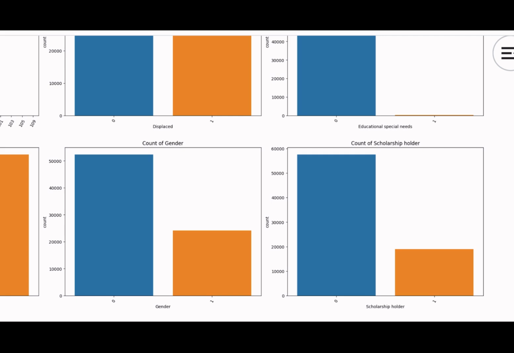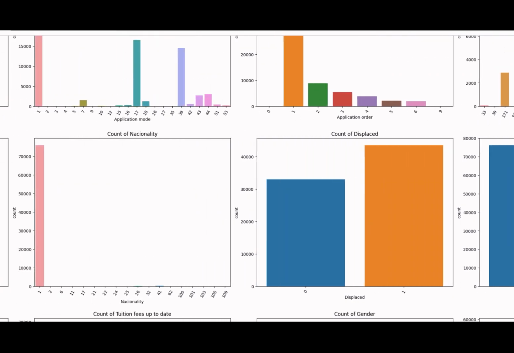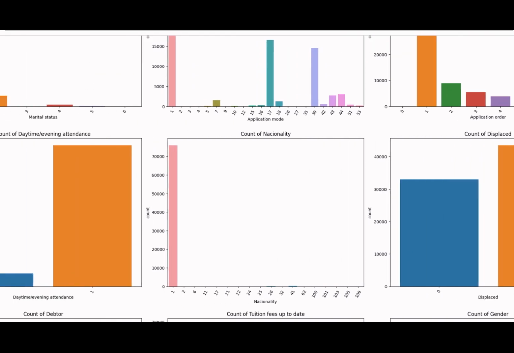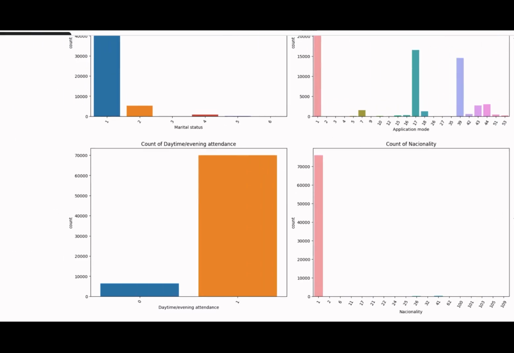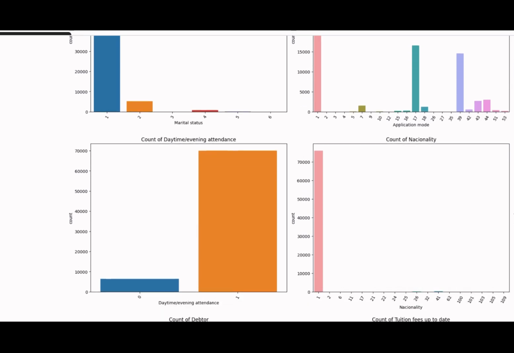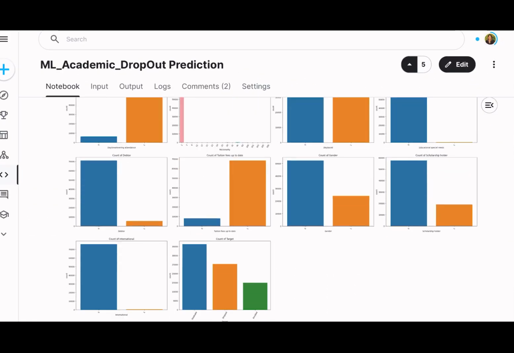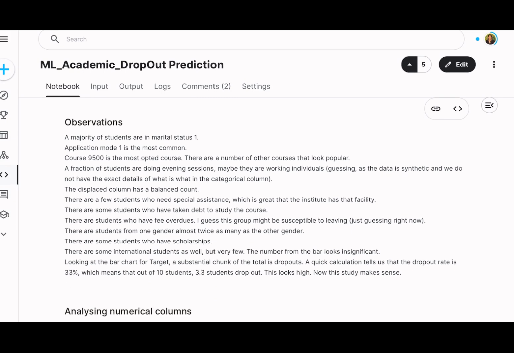Scholarship holder, there are meritorious students in the institution. There are students who are needing some special needs. There are some displaced candidates, and I'm not sure what exactly this means, but the data set looks balanced for this category. Nationality looks like most of the students are from one nationality. Daytime and evening time, as I said, there are some students who are doing evening classes. So we get some idea, based on looking at the categorical data, of what overall trend we see.